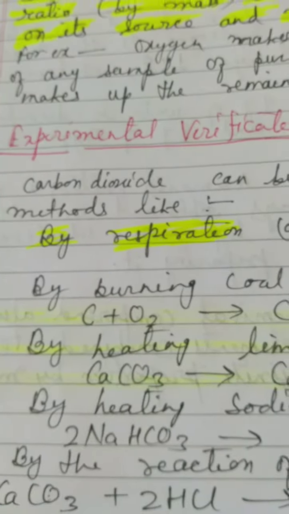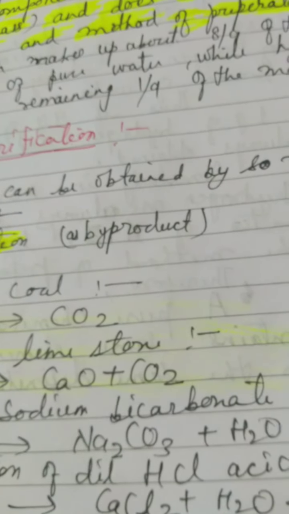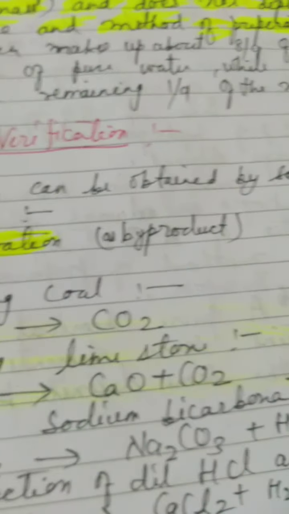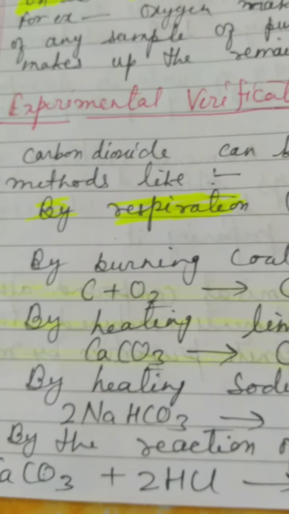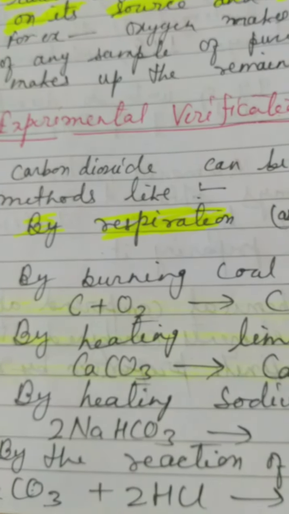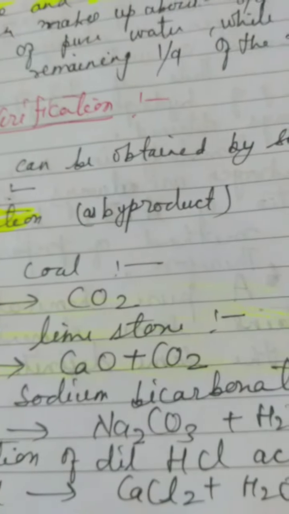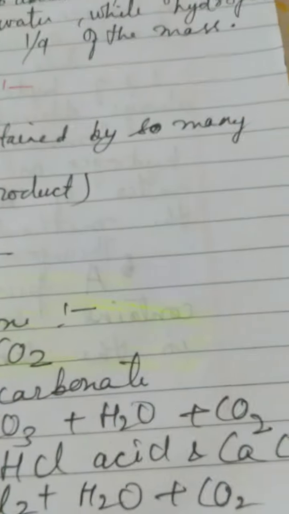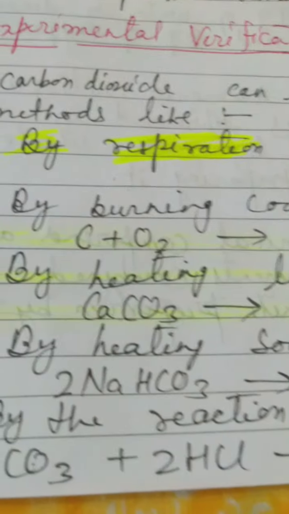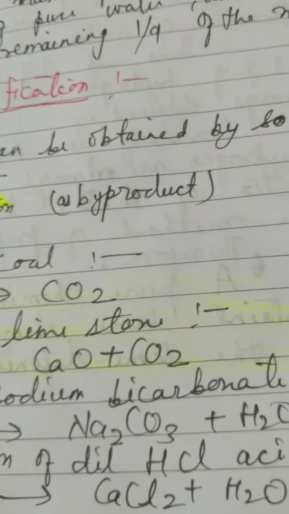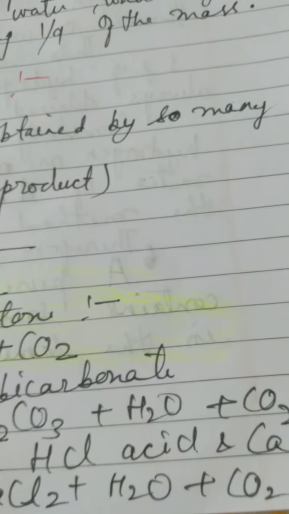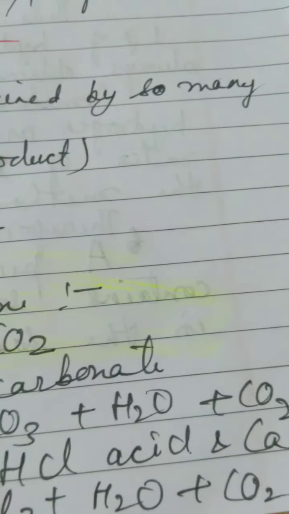Then it can be produced by heating sodium bicarb, soda bicarb, or sodium hydrogen carbonate as we also call it, which is also called baking soda, children. If we heat sodium hydrogen carbonate strongly, it will get decomposed into sodium carbonate, water, and carbon dioxide again. Then it can be produced if we chemically combine calcium carbonate with dilute hydrochloric acid, and a salt, calcium chloride, will form, and carbon dioxide and water will be produced.